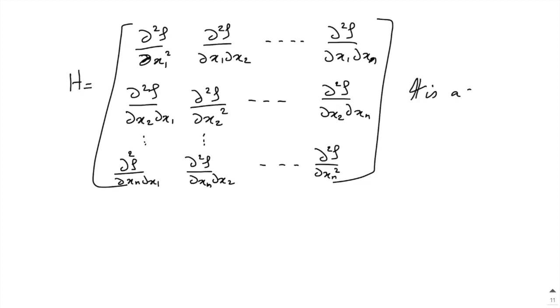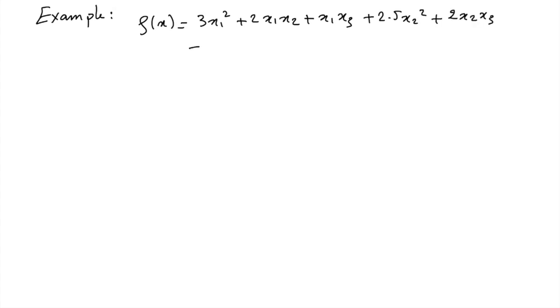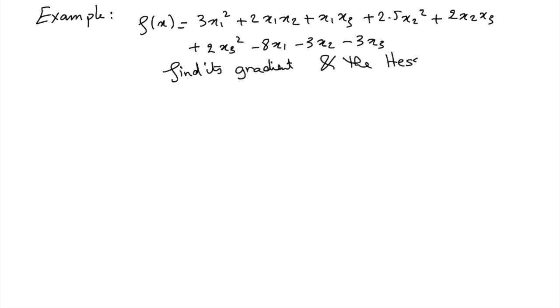So it is a symmetric matrix because the order of the differentiation does not make a difference. Let us take an example to see how to find the Hessian of a function. So we have this quadratic function with x1, x2, and x3. And our objective is to find the gradient and the Hessian at a point x0 given 1, -1, and 1.